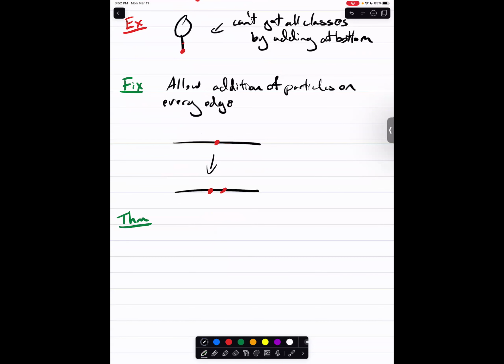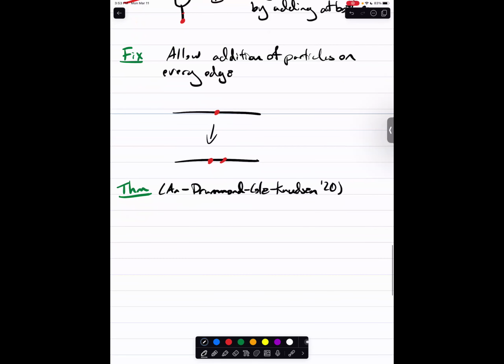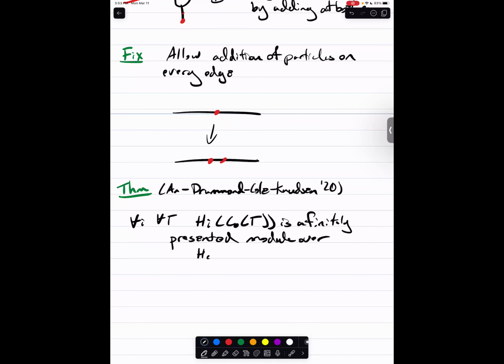So we get the following theorem of Drummond-Cole and Ben Knudsen that says, okay, for all i and for all graphs gamma, the ith homology of the unordered configuration space of particles in gamma is a finitely presented module over the zeroth homology of the unordered configuration space on R.